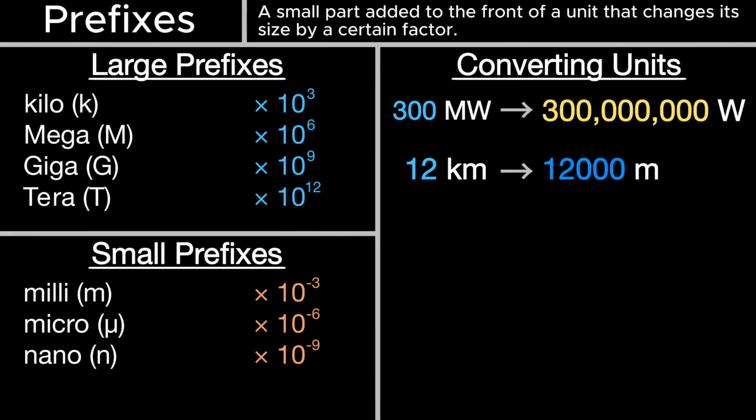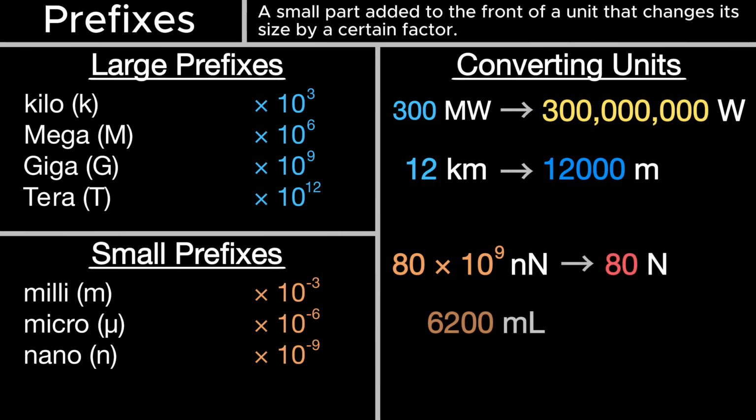To convert a smaller unit into a bigger unit, divide by the correct power of 10. For example, to convert 80 billion nanonewtons into newtons, divide by 10 to the power of 9 to get an answer of 80 newtons. Here's another example. To convert 6,200 milliliters into liters, divide by 10 to the power of 3 to get 6.2 liters.